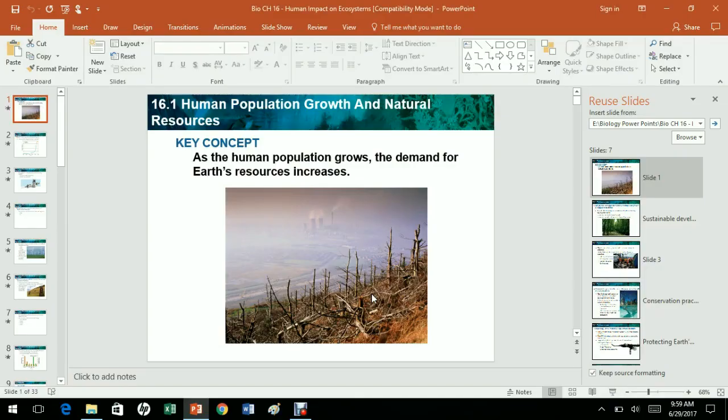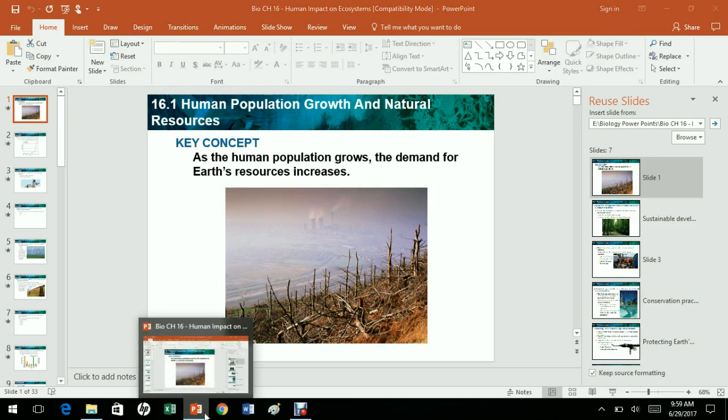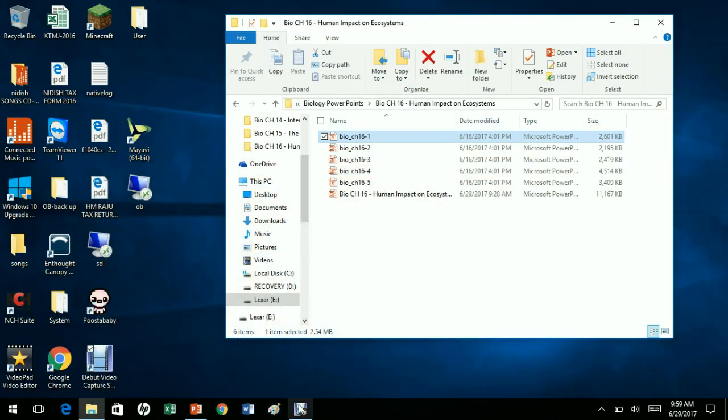So that's the end of chapter 16, which is all about the human impact on the ecosystem. And so next time we will be doing chapter 17.